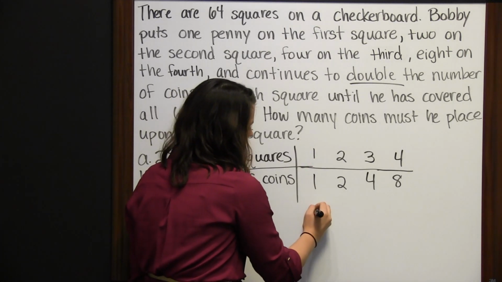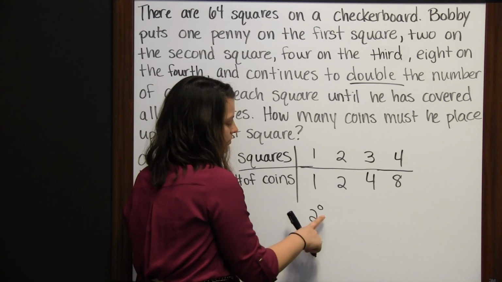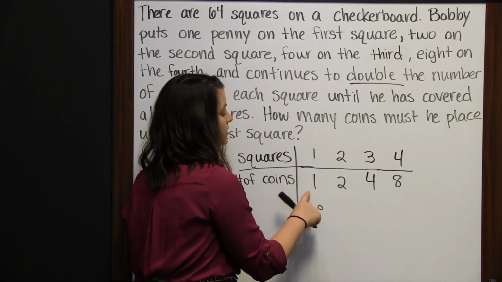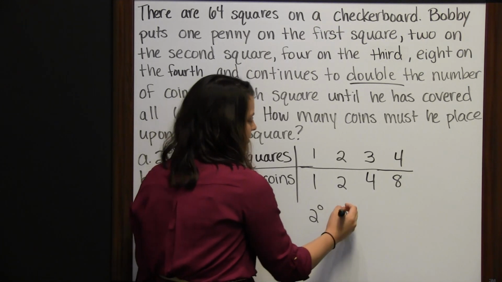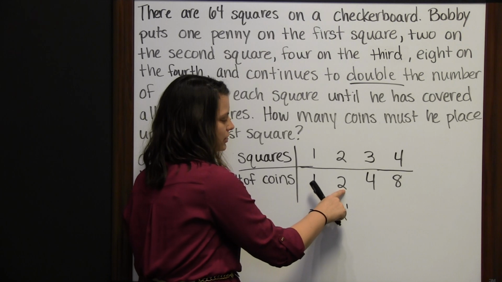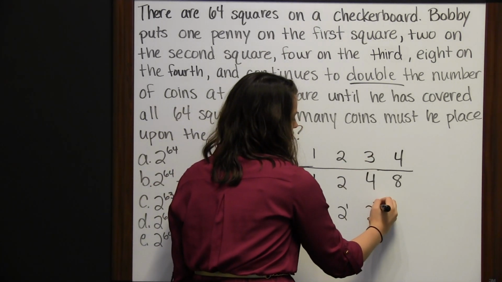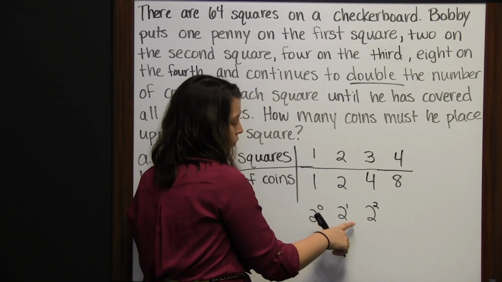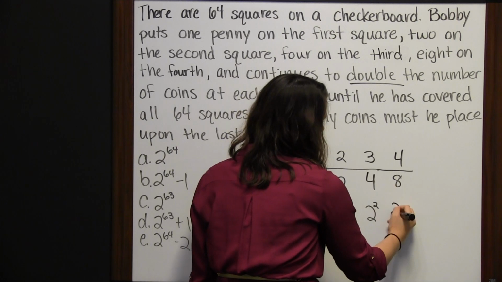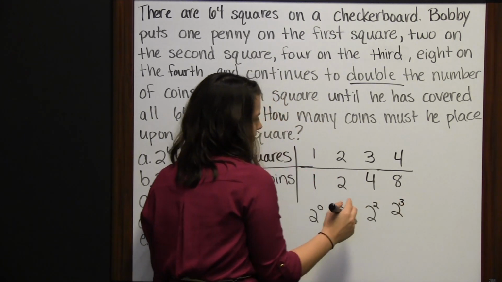So on the first square, I have 2 to the power of 0. Any number to 0 is 1. So on my first square, I have 2 to the power of 0 coins. On my second square, I have 2 to the first power coins. 2 to the first power is 2. On my third square, I have 2 squared coins. 2 squared is 4. On the fourth square, I have 2 cubed coins. 2 times 2 times 2 is 8.